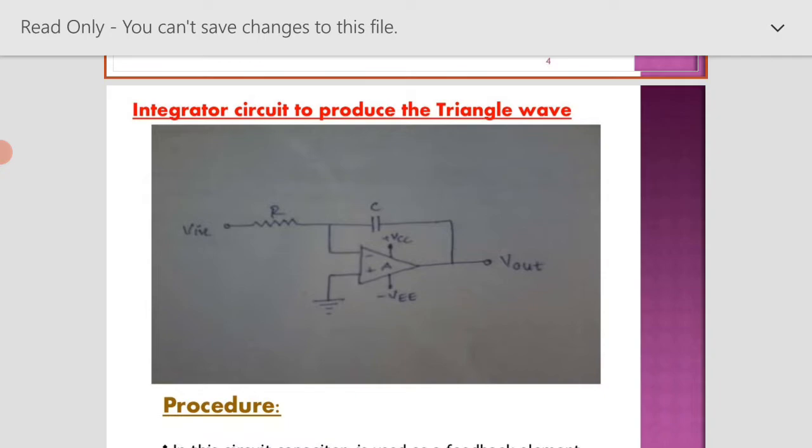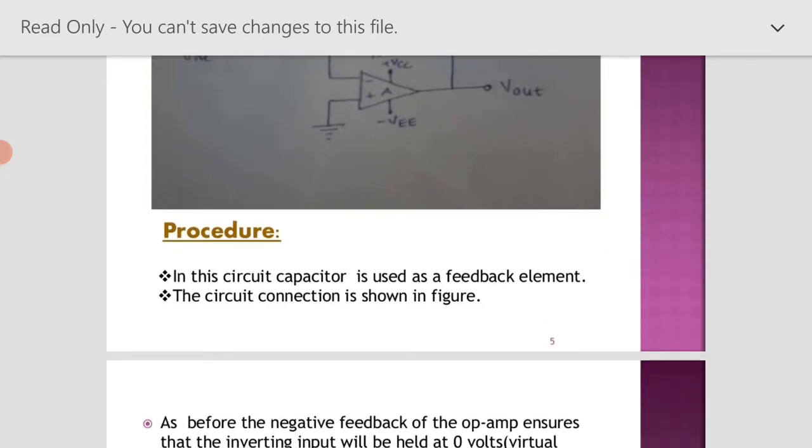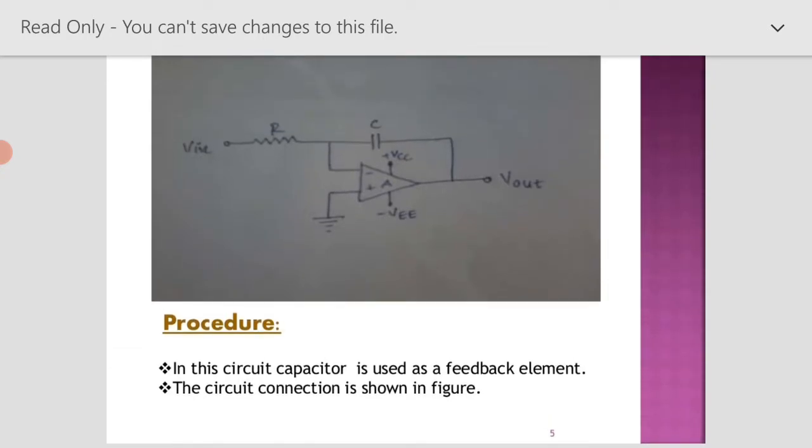Through the resistance R, the input voltage Vin is given to the inverting terminal of the amplifier. The capacitor C is the feedback element connected from output to the inverting input terminal of the amplifier. The non-inverting terminal is connected to the ground. The positive voltage VCC and negative voltage VEE are applied to the op-amp. In this circuit, capacitor is used as a feedback element C. The circuit connection we see in the slide.